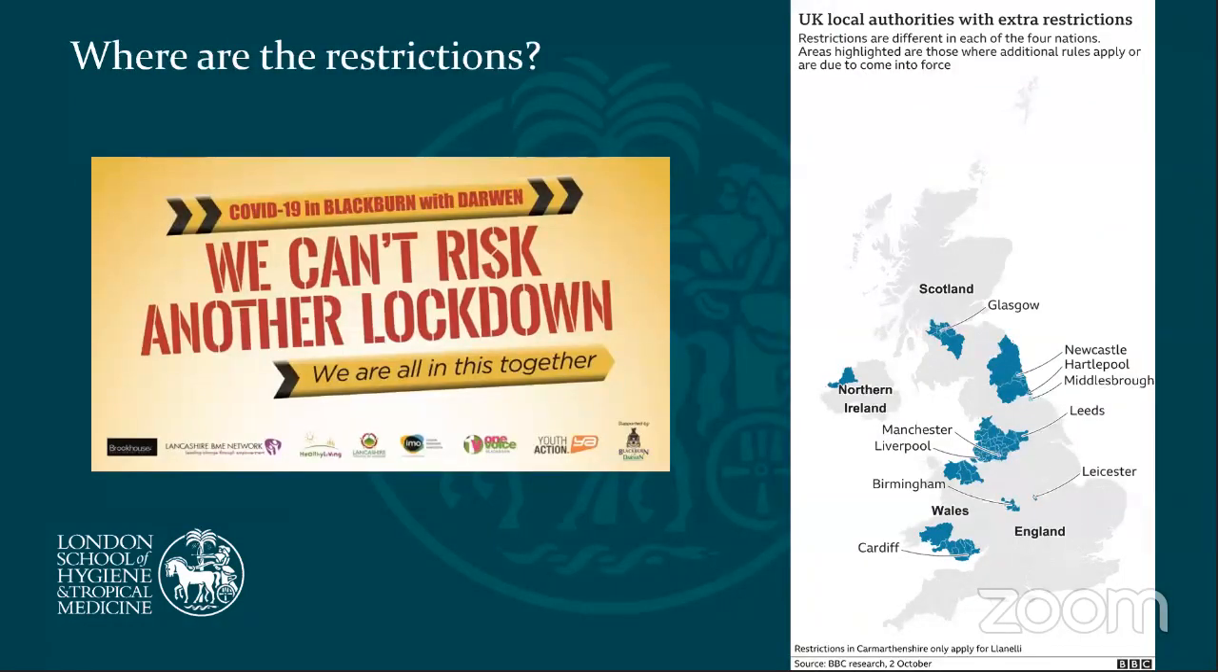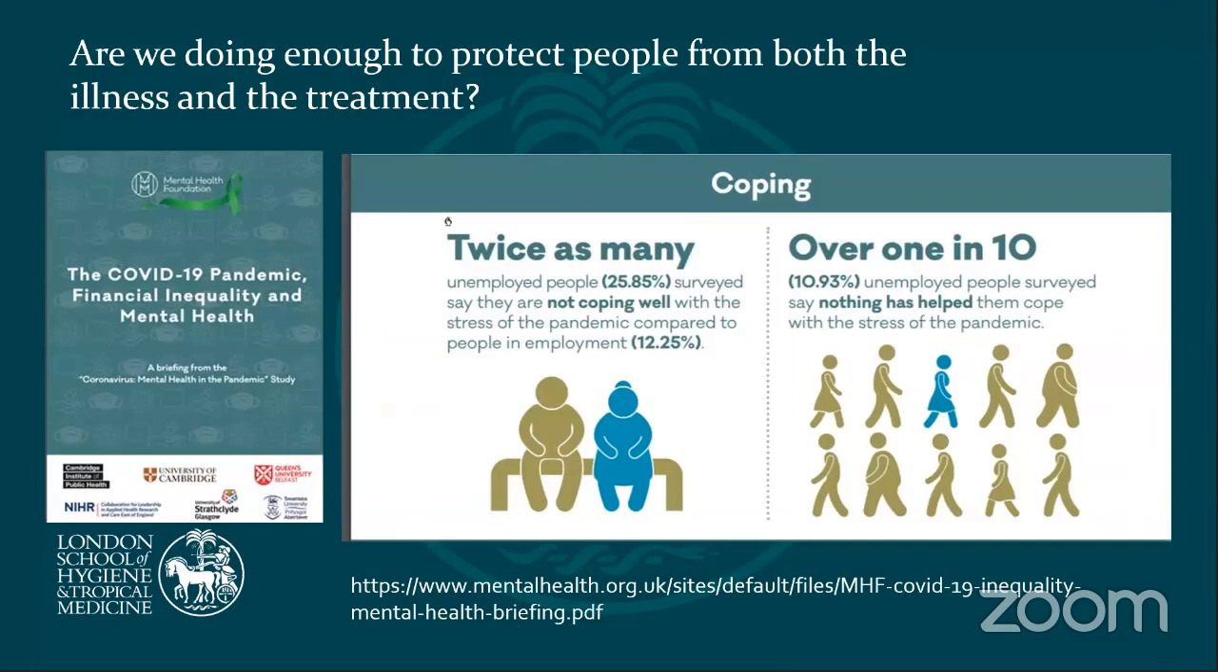When we look at where the restrictions are being imposed, we can see that they are in many of the most deprived areas of the UK. There, of course, are other factors to take account of here, because there are areas, as has been pointed out to the Prime Minister, given the high rate in his own constituency, there are places that are not being locked down that also have high rates. But you can see here this double burden, very high rates of infection in parts of the Northwest and the Northeast, coupled with the impact of the lockdown. Are we doing enough to protect people from both the illness and the treatment?